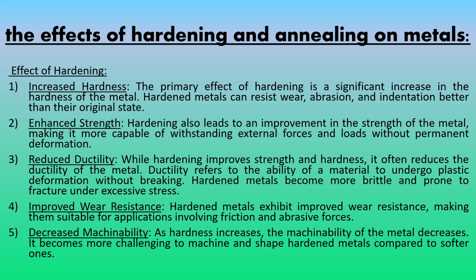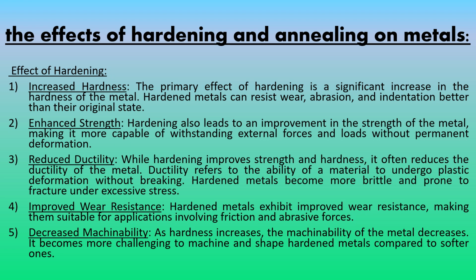The effects of hardening and annealing on metals. Effect of hardening. Increased hardness. The primary effect of hardening is a significant increase in the hardness of the metal. Hardened metals can resist wear, abrasion, and indentation better than their original state. Enhanced strength. Hardening also leads to an improvement in the strength of the metal, making it more capable of withstanding external forces and loads without permanent deformation.